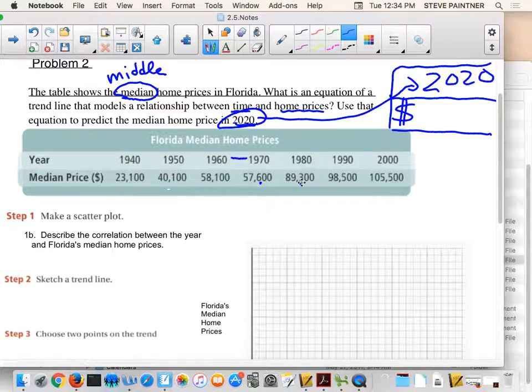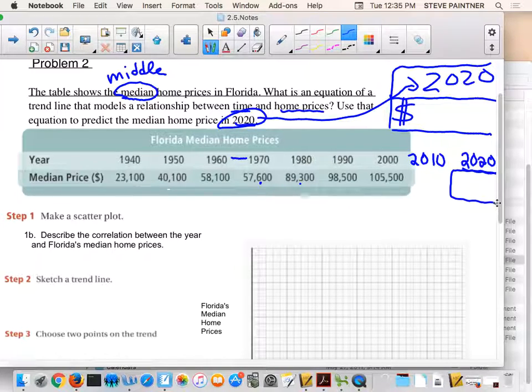Okay. Now the question becomes, what does it cost in the year what? 2020. So there's 2010. Here's 2020. So your job is to get this answer right here. It's that one. Not 2010. Okay. So here it's all laid out for you guys. Step one, make a what? Okay. Now, and then it says describe the correlation.